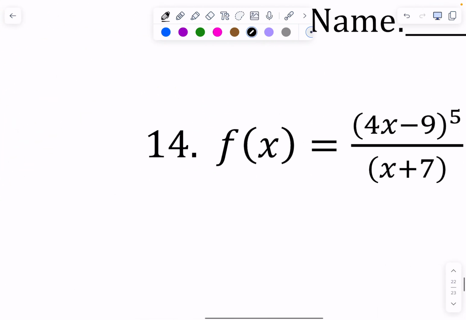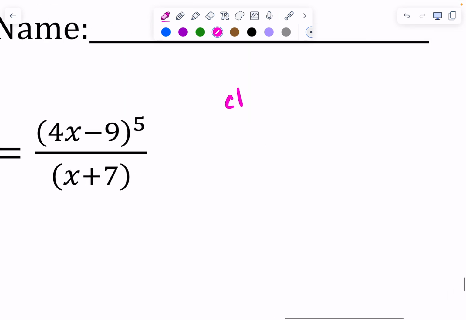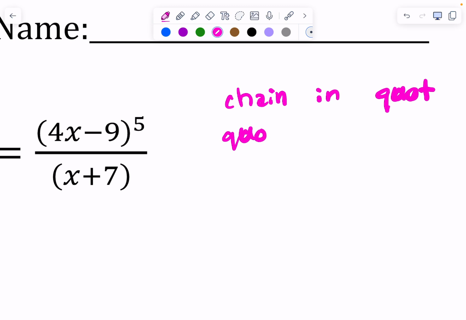Okay, 14. What does this involve? A quotient and a chain. So is this a chain in a quotient, or a quotient in a chain? First one. Chain in a quotient.